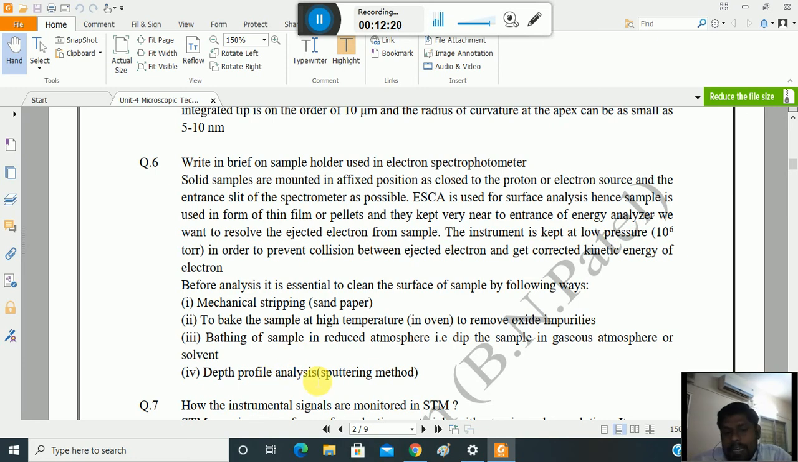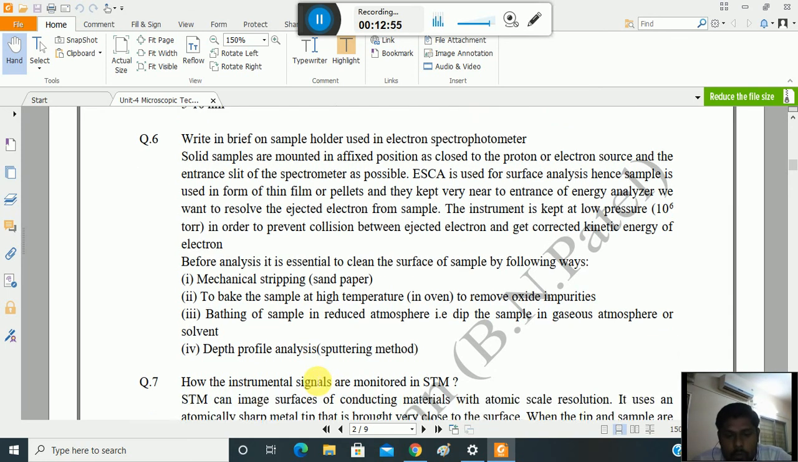And the depth profile analysis, sputtering method. If I want to analyze beneath the surface, depth profile analysis means there is a removal of the material from a particular point. From this point you remove the sample, and that is called the erosion process. So a cavity is formed here. That removal of the material from the surface is known as the sputtering method. The point is discussed in the broad discussion, long question portion.